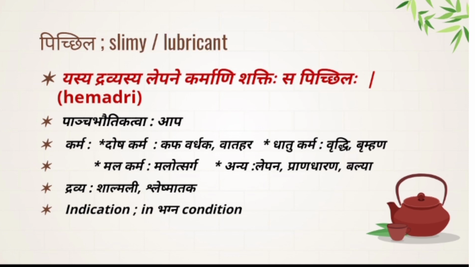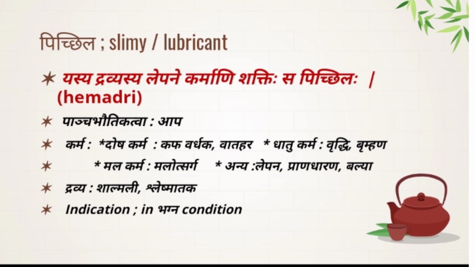Next is the pichila, slimy or lubricant. Yasya dravyasya lepane karmani shaktihi sa pichilaha. The one which provides the coating inside the body is nothing but the pichila. Panchabhautikatva is aap. Dosha karma is kapha vardhaka and vatahara, and dhatu karma is vruddhi and brimhana. Mala karma is malotsarga, because of pichilatva it provides mardavata to the mala. And anya karma like lepana, pranadharana and balya.